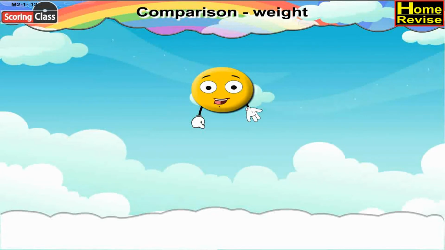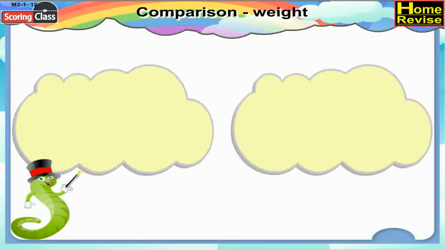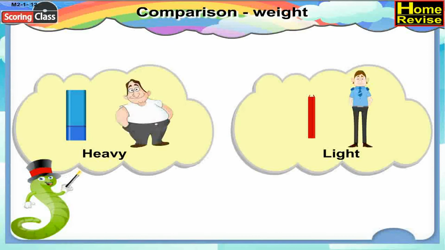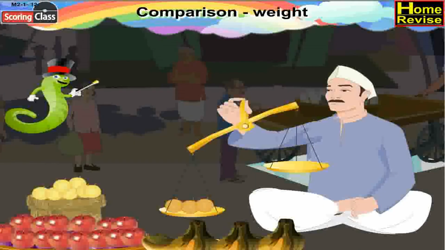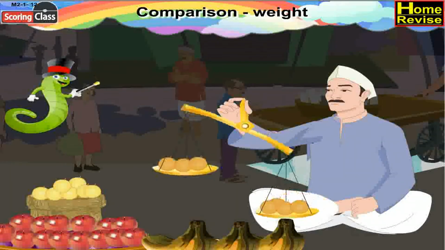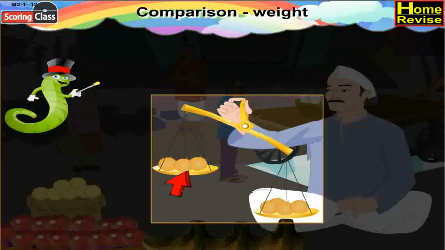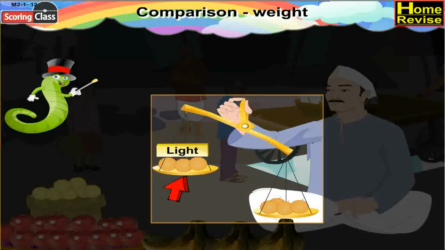Comparison. Weight. Well, kids, some objects or some people are heavy and some are light in weight. Here is a man holding a balance. Now he has fruits in both the pans of balance. But if you notice, the left pan is light as it has less number of fruits, and the right pan is heavy as it has more number of fruits.